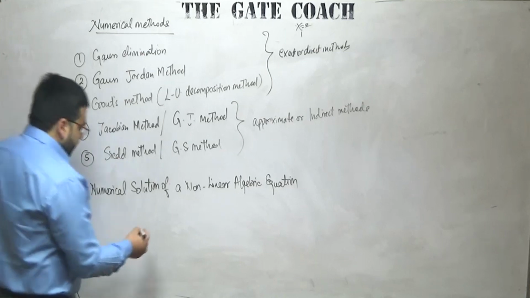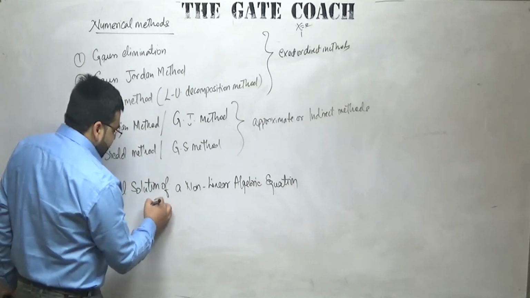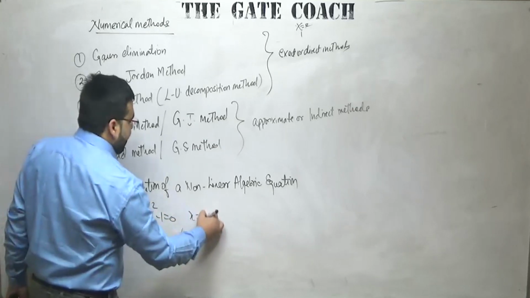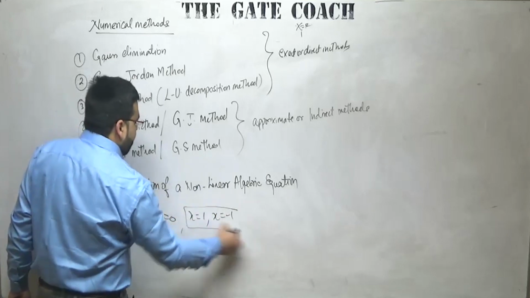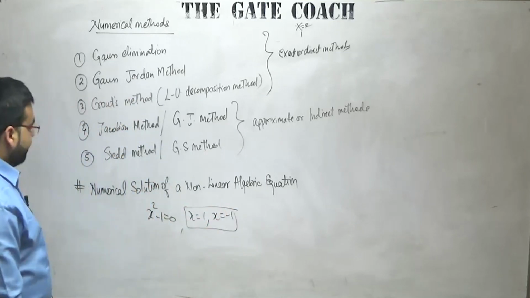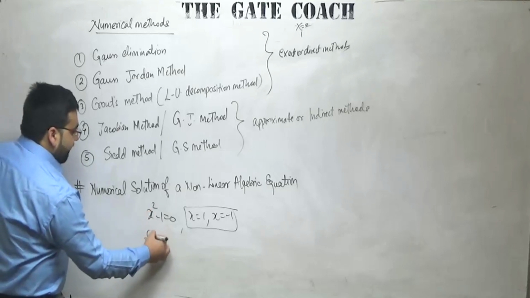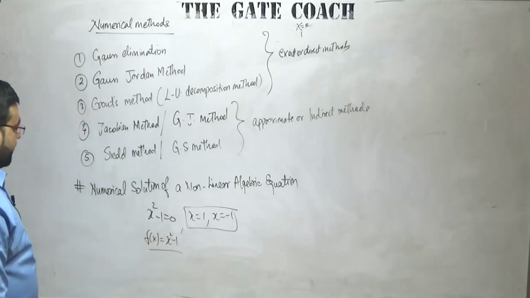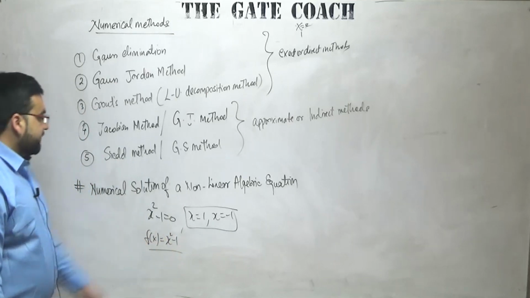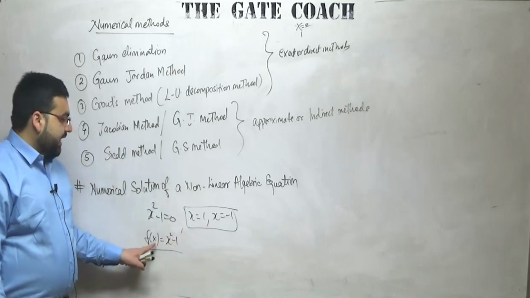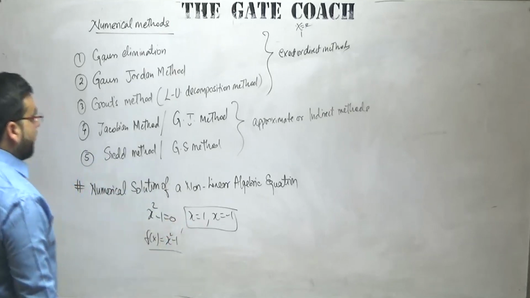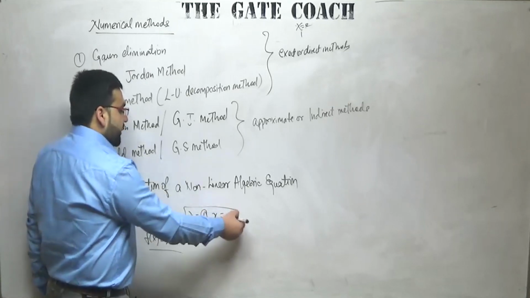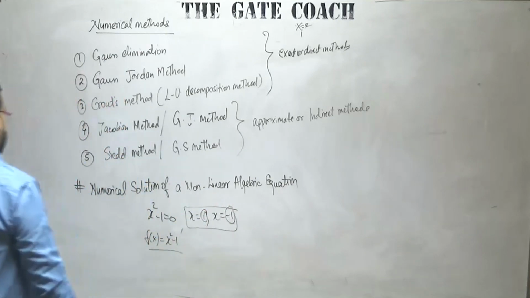Students, let us say that you have an equation like this: x square minus 1 is equal to 0. You will say that, sir, x will be equal to either 1 or minus 1. Both will satisfy this equation. Clear? This can also be written as f of x is equal to x square minus 1. For x equals 1 and x equals minus 1, f of x will be equal to 0. You are getting some exact value.